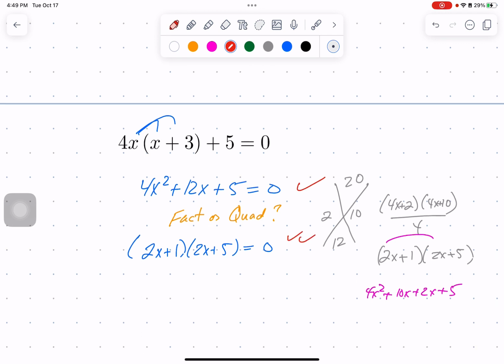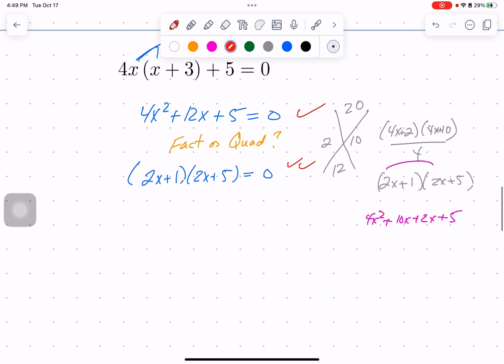Sir, I didn't do it that way. I used the quadratic formula. Fine. Full marks. I don't care. Make sure you did it right. I'm not. This is faster.